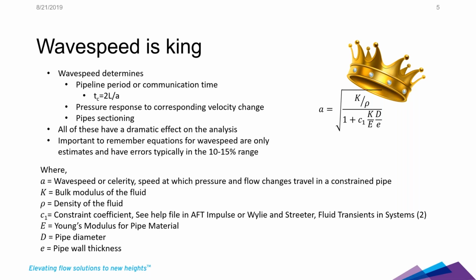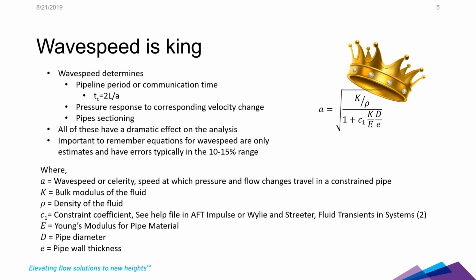We'll see more of that with the Joukowsky equation. And if we're talking specifically with impulse and other method of characteristics solutions, that's going to determine your pipe sectioning. Okay, so all of those are going to have a dramatic effect on the analysis. And after we said it's the most important thing, it's important to remember that the equations for wave speed are only estimates. They have errors typically in the range of 10 to 15%.